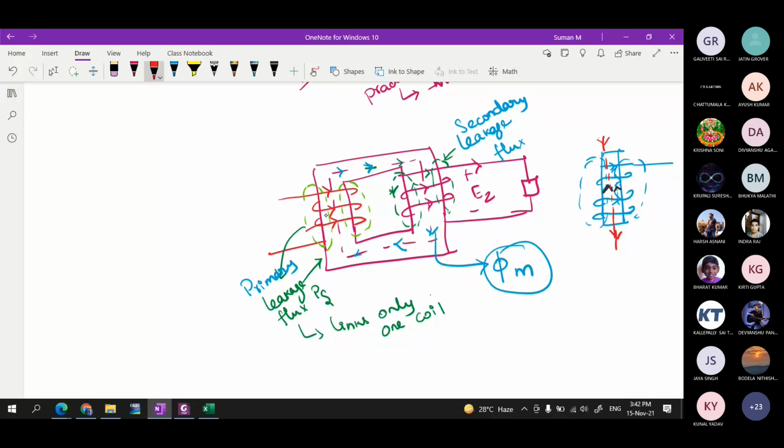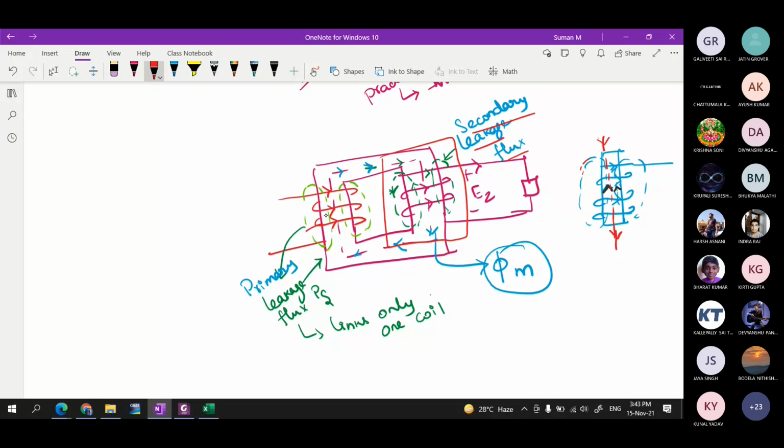What I'm saying is, here also the flux established by the secondary current, some of the fluxes are not linking both the coils, primary coil and secondary coil. That is linking only this secondary coil, which is mentioned in the dark green color. So the flux which is linking only one coil and not the other coil is called a leakage flux. Since this flux is established on the secondary side of the transformer, we are calling it the secondary leakage flux.